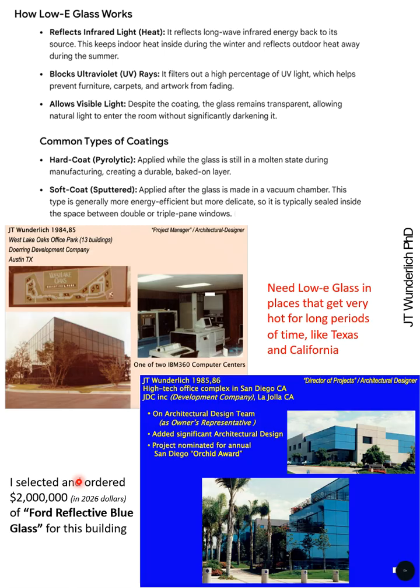$2 million worth in 2026 of Ford blue reflective glass, which I was happy to do. This building got nominated for an Orchid Award, and that was my decision to put that blue glass in, amongst other decisions with the architect. And then in Texas, prior to that, black reflective glass. They didn't have low E developed 40 years ago. Now it's more common, most common.